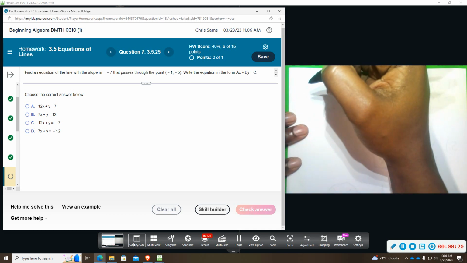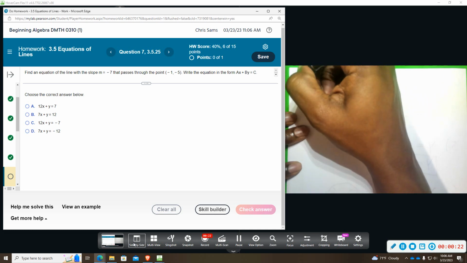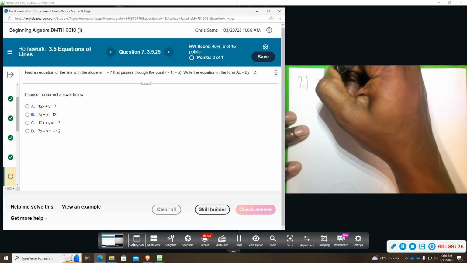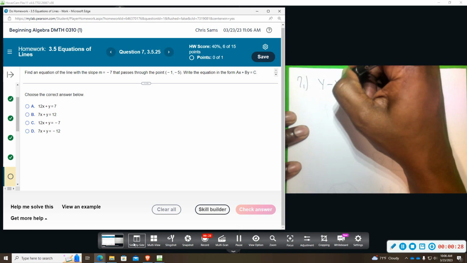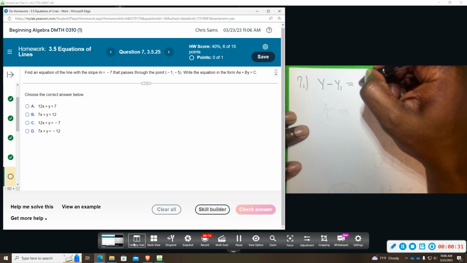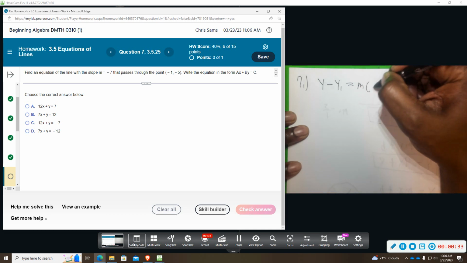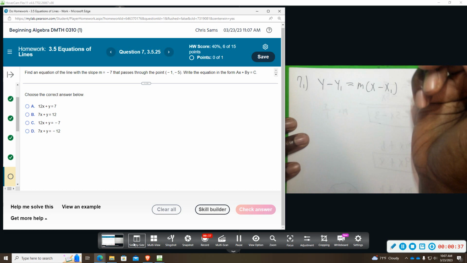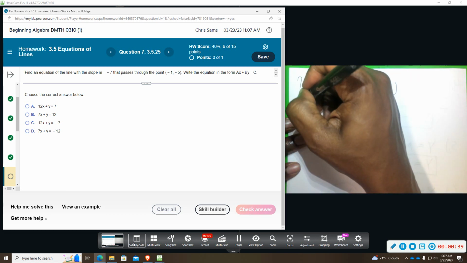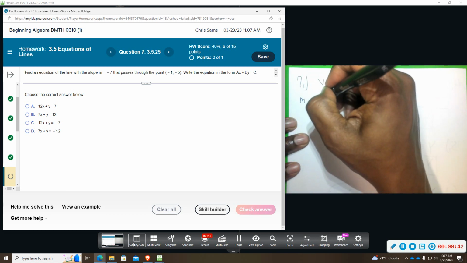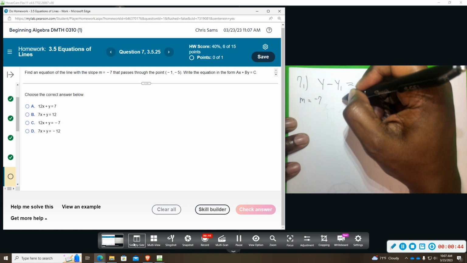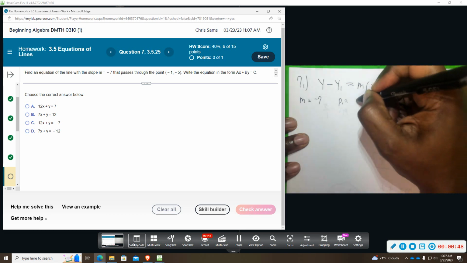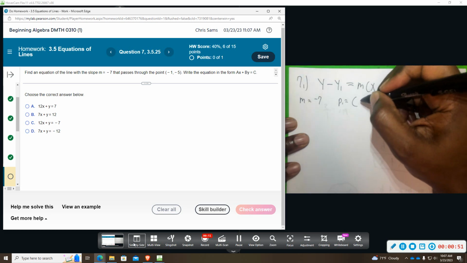So since we're given the slope and a point, we want to use the point slope form of the equation. So that is y minus y1 equals m times x minus x1. Okay, and we're given the slope is -7, and we're given a point, which we'll just call P1. That point is (-1, -5).